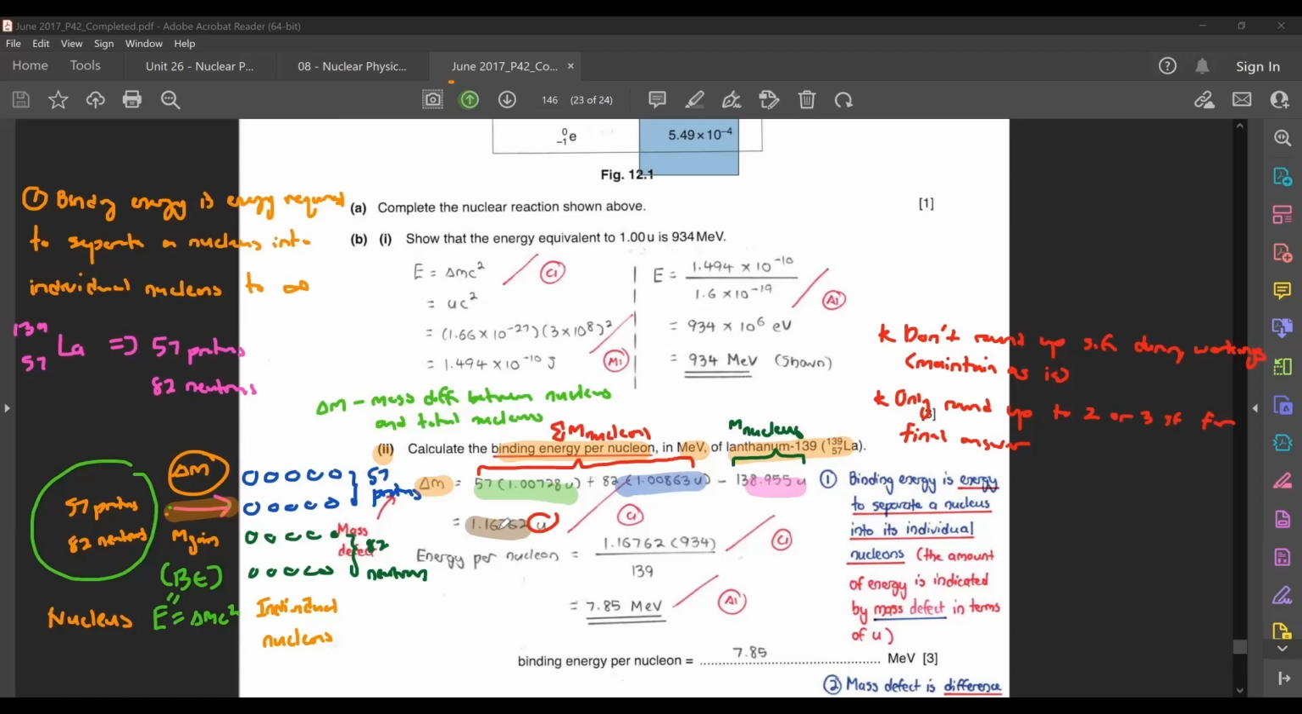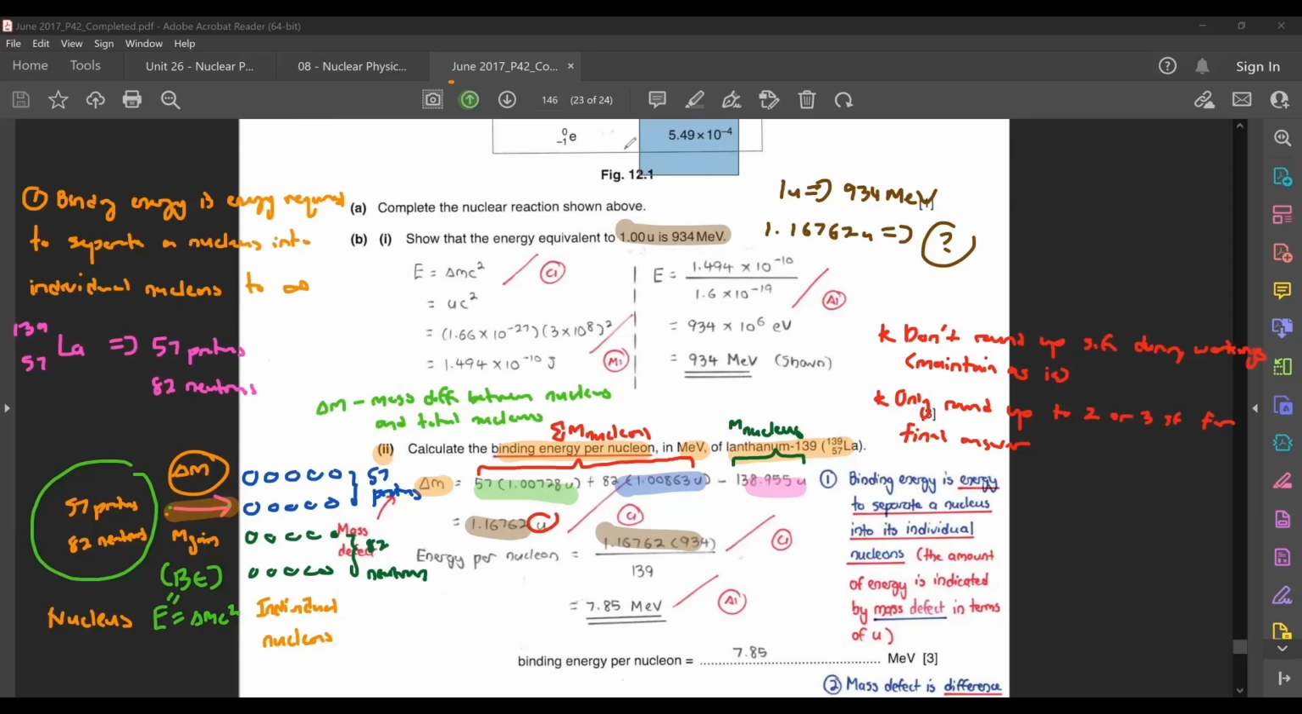Okay, then from there you want to find the binding energy, right? So here, if you look at the first part of your question, you already found out that a mass defect of 1 U gives you 934 MeV. So what about 1.6762 U? You just take that 1.6762 U and multiply with 934. That's what you're doing right over here.